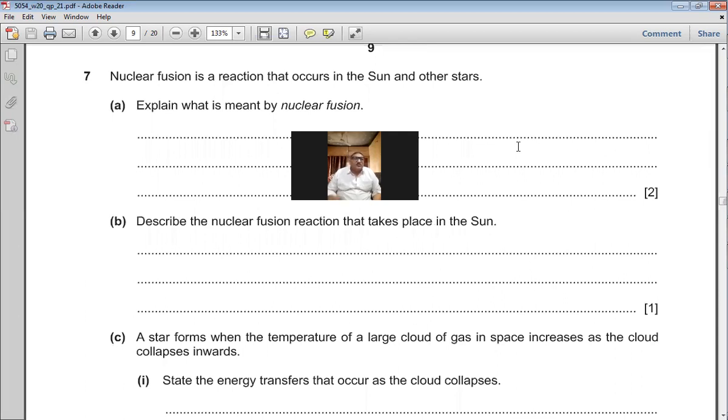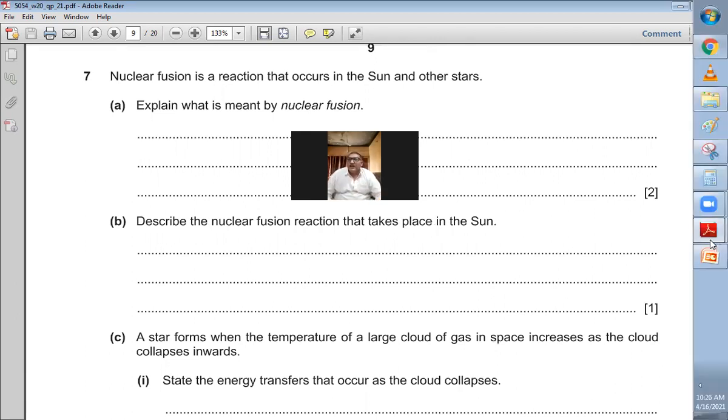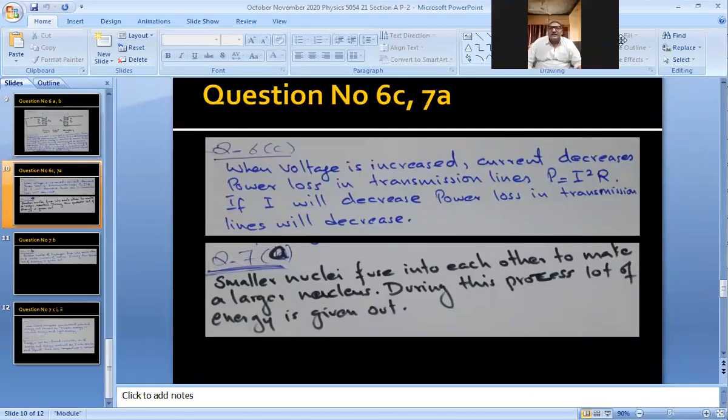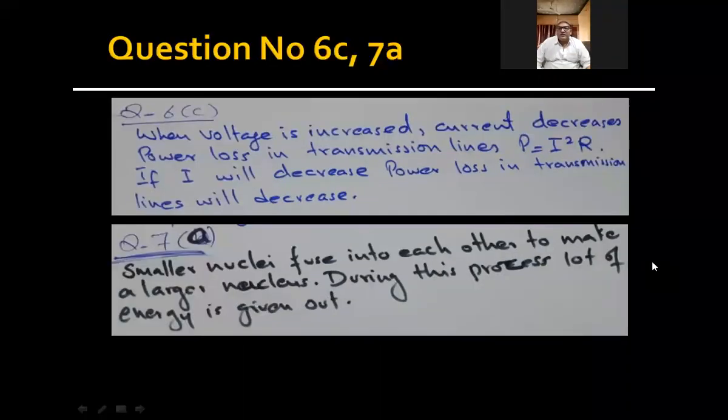The next question is on your screen. Nuclear fusion is a reaction that occurs in the sun and other stars. Explain what is meant by nuclear fusion. In nuclear fusion, you see, the smaller nuclei come close to each other and they fuse into each other and make a larger nucleus. And during this process, a lot of heat energy or thermal energy or maybe light energy is given out. This is called nuclear fusion, and I have written this statement, a very famous question. On your screen, I think it's showing. Let me increase the size.